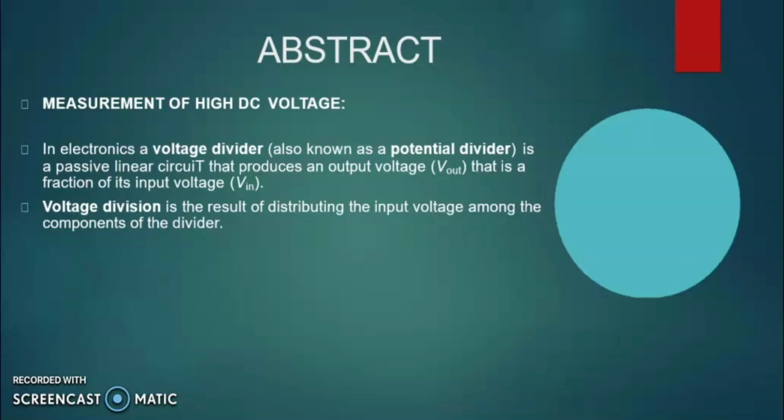Resistor voltage dividers are commonly used to create reference voltages or to reduce the magnitude of a voltage so it can be measured, and may also be used as signal attenuators at low frequencies. Resistive potential divider is basically a method to measure high DC voltage.